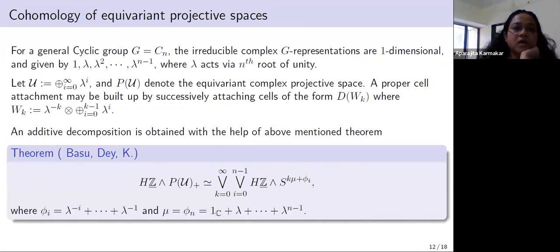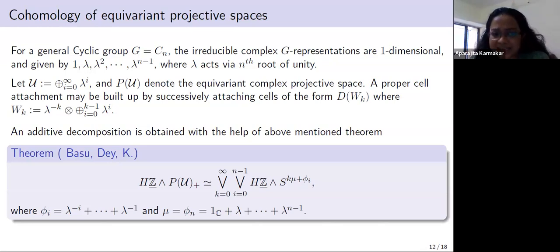Yes. So for a general cyclic group G equals Cn, the irreducible complex G representations are one-dimensional, and they can be given by 1, lambda, lambda squared, up to lambda to the n minus 1, where lambda acts on V or C via nth root of unity. Let U be the infinite sum of lambda i, and we want to find out the cohomology of PU. What is PU? It is the equivariant complex projective space.